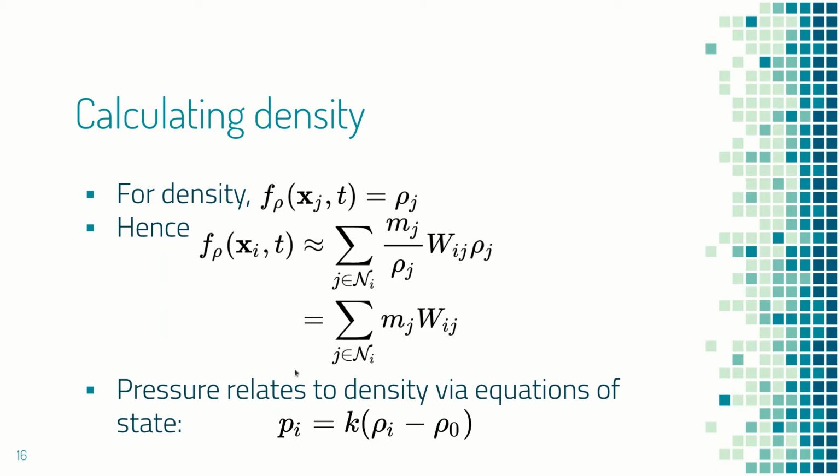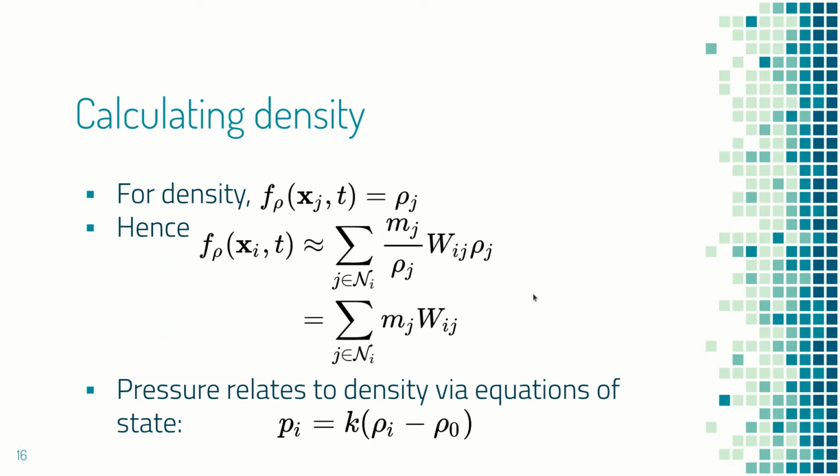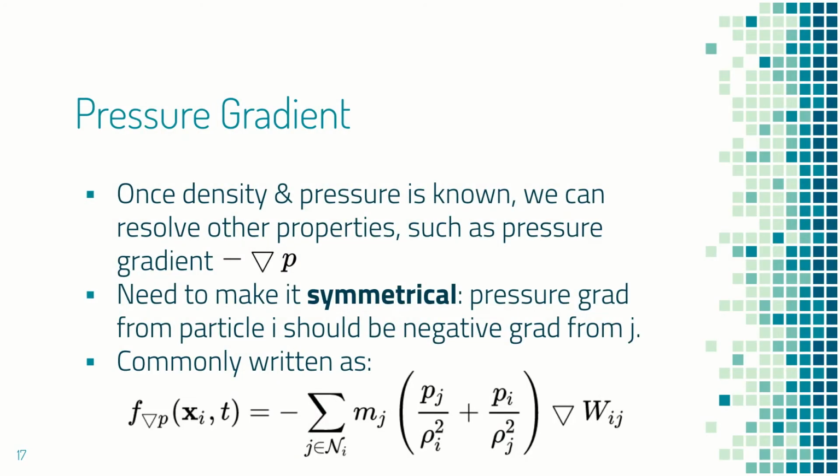Once we've got the density term, we can evaluate the pressure. In this case I'm using very simplified equations of state, which are based on pure gas, but there are numerous ways of evaluating the pressure from the density. This one just happens to be the simplest and easiest to implement in your favorite parallel programming language. Once you've got the density, you can evaluate the pressure gradient. There are several different ways of evaluating the pressure gradient. This is a symmetrical pressure gradient calculation. Not all of them are symmetrical.